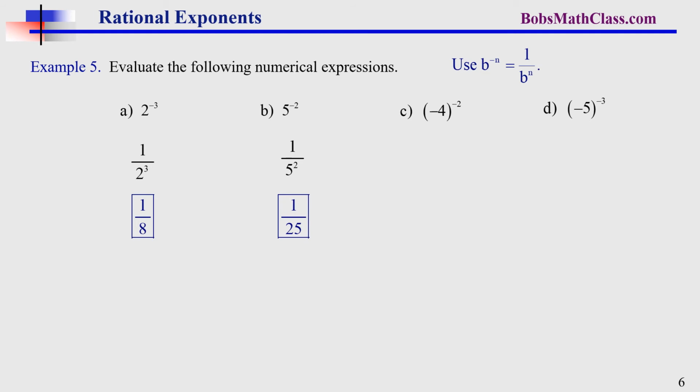The next two are a little bit different because our base is negative. Still the same process. 1 over negative 4 squared. And then negative 4 squared would be positive 16 because there's two of them. And then the last one, 1 over negative 5 to the third power. Now that gives us negative 5 times negative 5 times negative 5. That's going to be negative 125. So we have a negative. Usually you want to put that negative in the middle of the fraction, proper form.